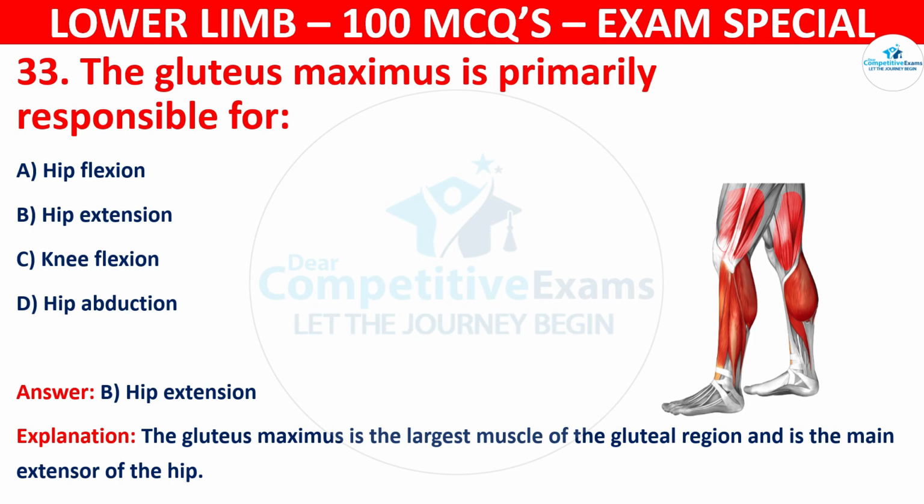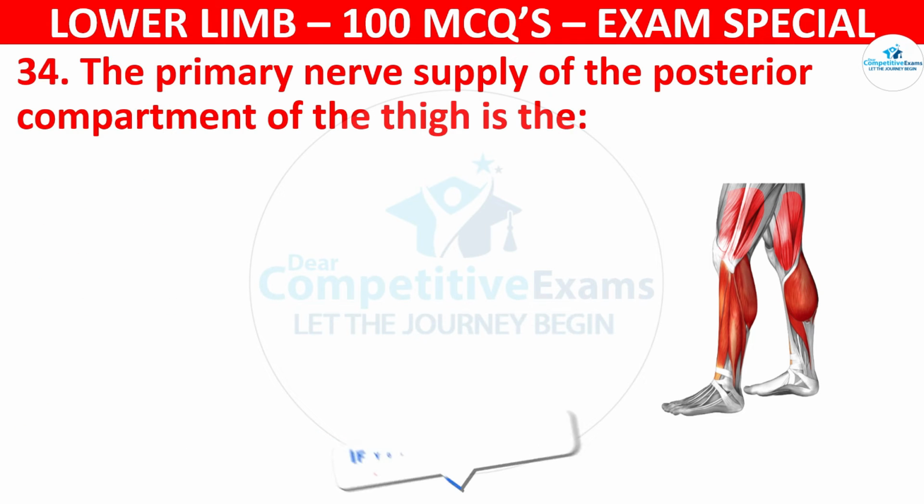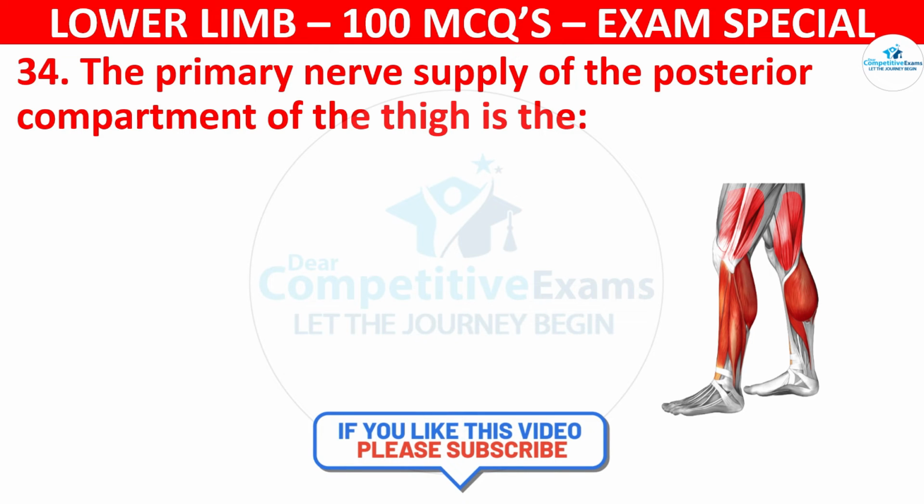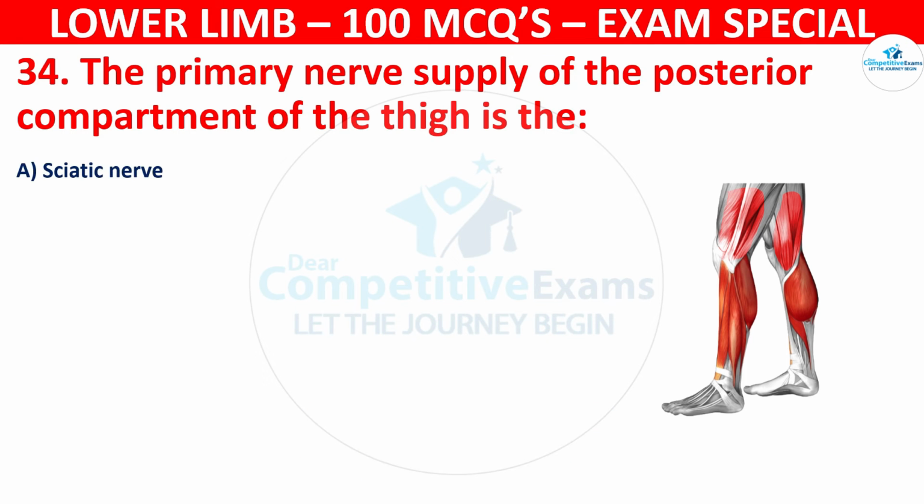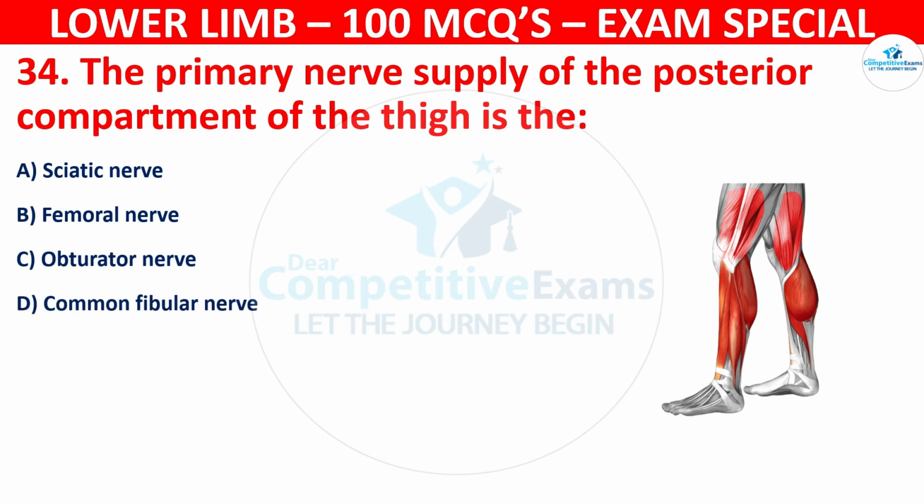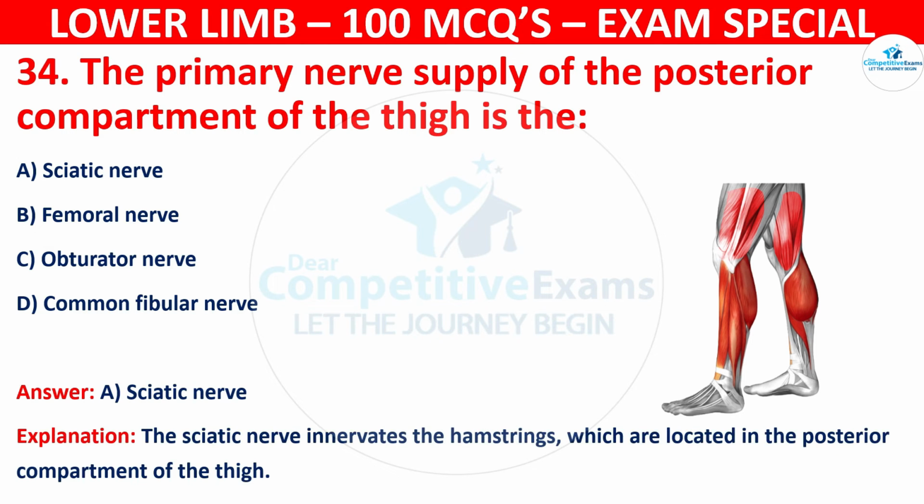Question number 34. The primary nerve supply of the posterior compartment of the thigh is the sciatic nerve, femoral nerve, obturator nerve, or common fibular nerve. The correct answer is A, that is sciatic nerve. The sciatic nerve innervates the hamstrings, which are located in the posterior compartment of the thigh.